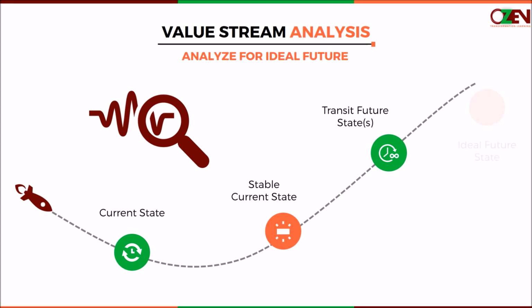So intermediate or transient future state maps are created to strategically show the journey of how the process will transform into the final ideal future state over time. Each transient value stream map will provide objectives and targets to achieve in order to improve the process and bring the organization another step closer to the desired end state. With this, we have come to the end of this lesson.